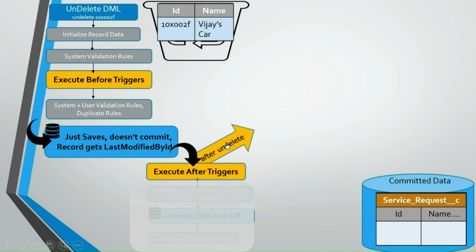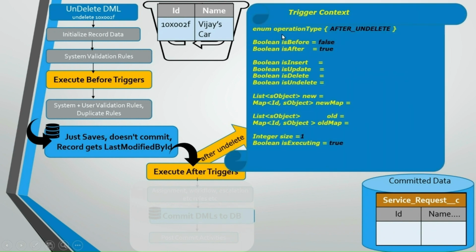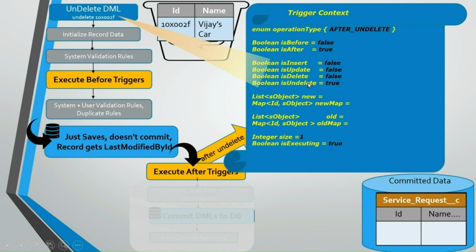For after undelete, Salesforce populates the trigger context variable values like this. Operation type is going to be after underscore undelete. As the type of the event is after, is after is set as true, is before is set as false. And the type of the DML operation is undelete here, so is undelete is going to be set as true. Remaining boolean values are set as false.